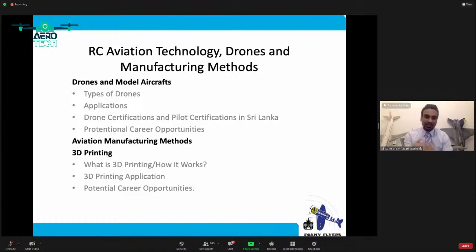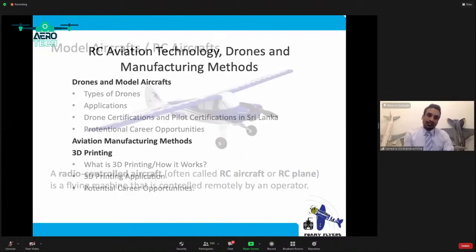Also today, if time permits, I'll talk about a new technology that the world has evolved around right now, which is 3D printing. So I'll talk about how to design, how to print, and what the applications are, and also career opportunities you can have with 3D printing. Right, let's move on. Okay, so model aircraft.